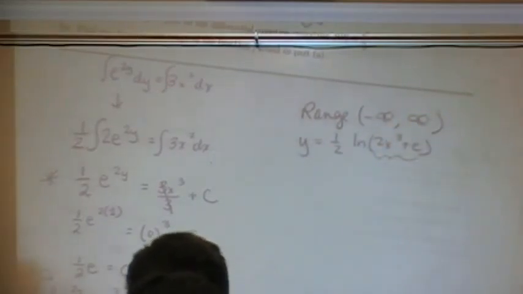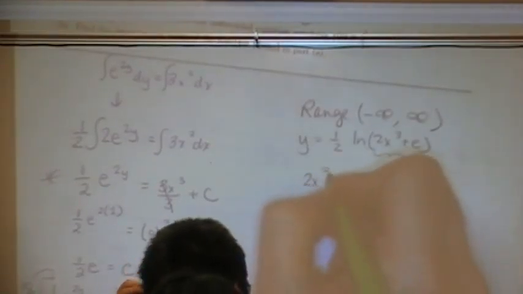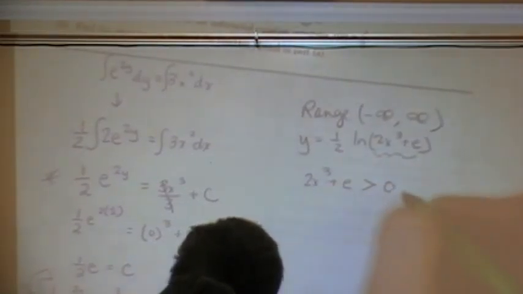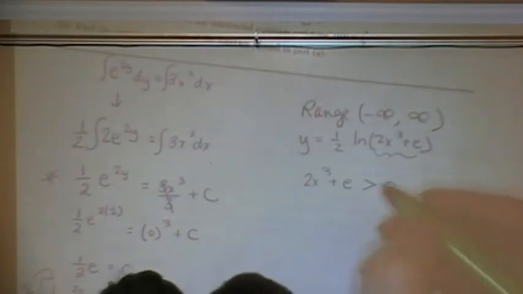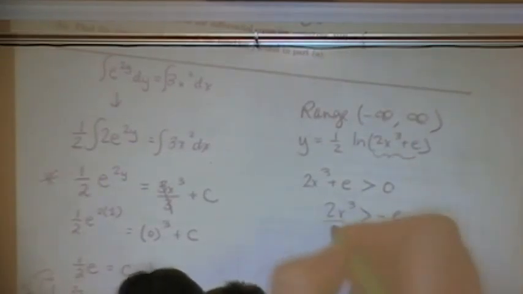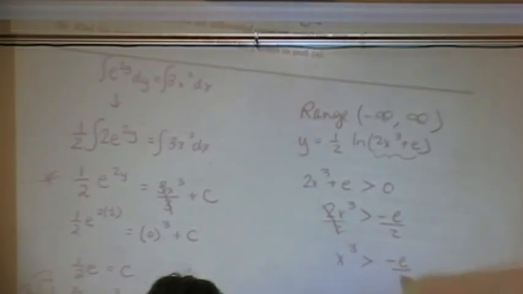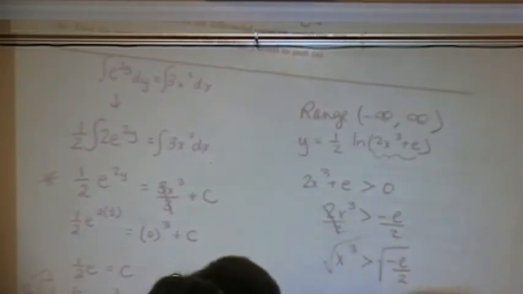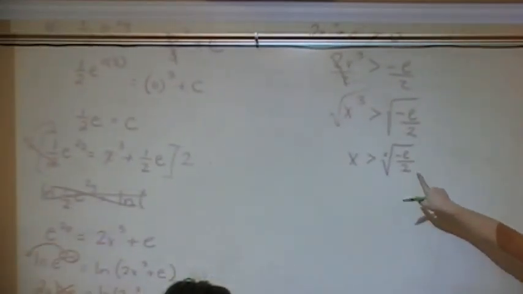This piece cannot go negative. So we have to figure out what would cause that to happen. So you just do 2x cubed plus e has to be greater than 0. It can't equal 0 either. You can't take a log of 0. So I'm just going to solve this. 2x cubed has to be greater than negative e. Divide by 2. x cubed has to be greater than negative e over 2. Take the cube root. So that's it. That is your domain.